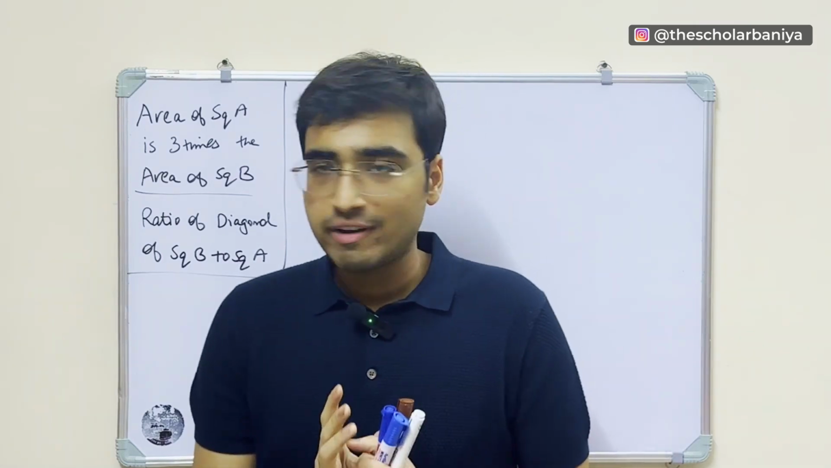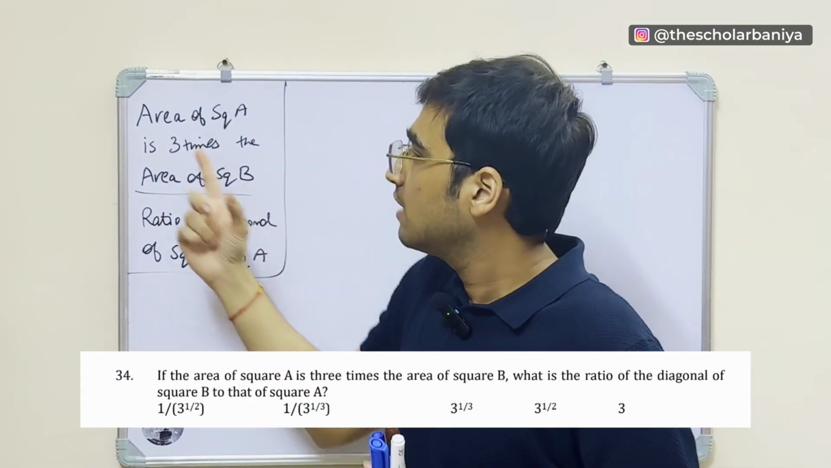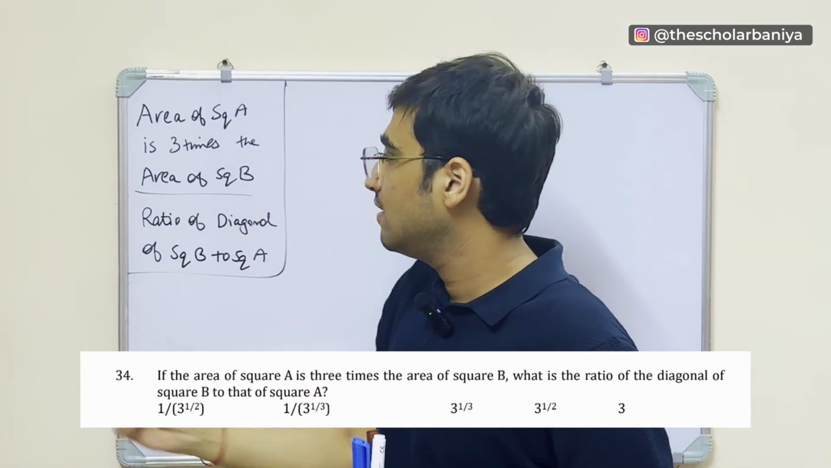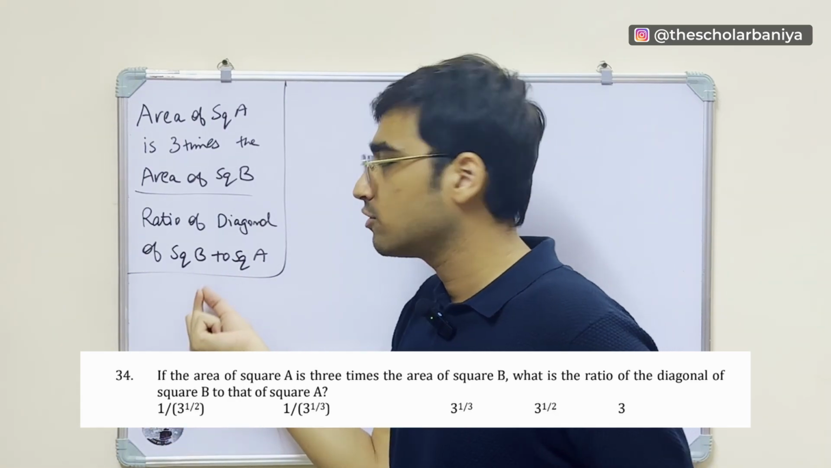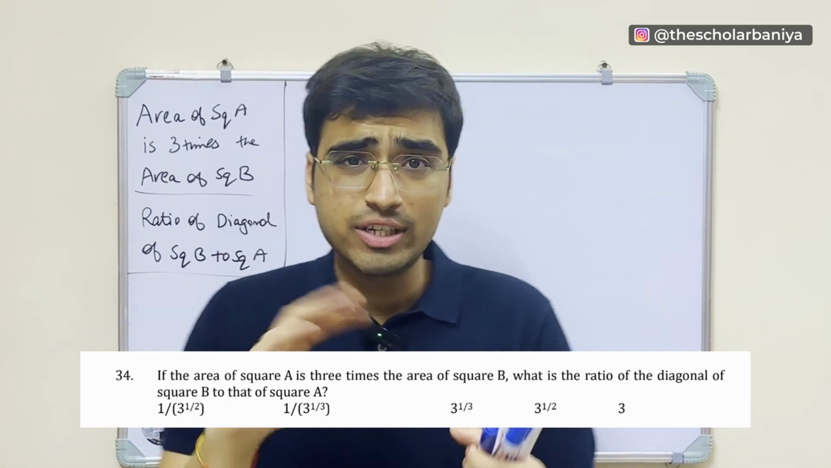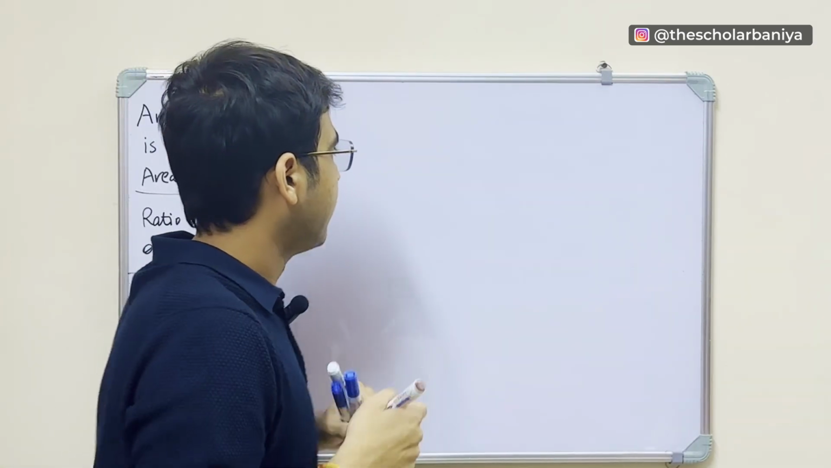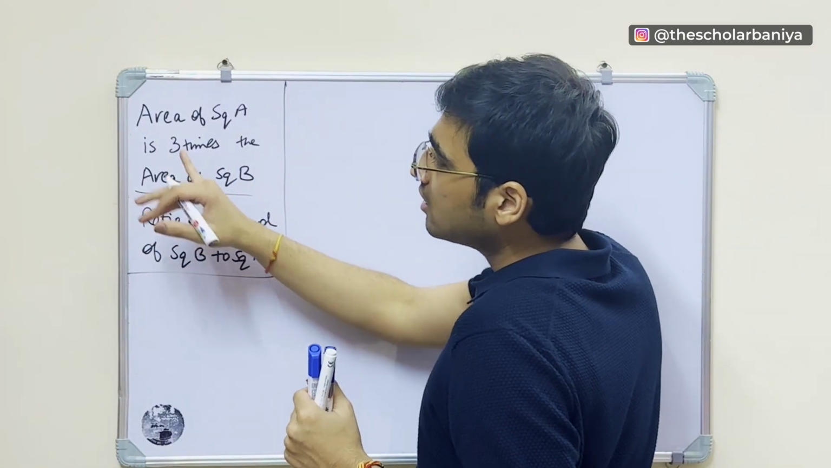So let's move on to the next question, guys. In this question, we are given that the area of square A is 3 times the area of square B, and we have to find the ratio of the diagonal of square B to square A. Very simple question. I think it shouldn't take more than 2 minutes.